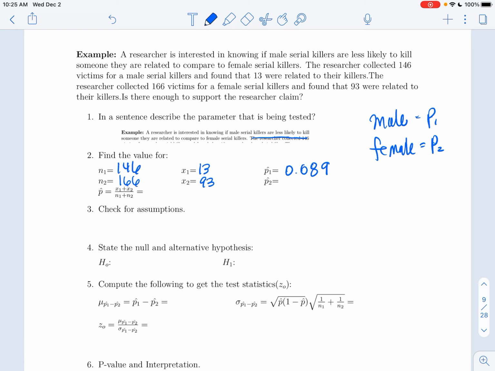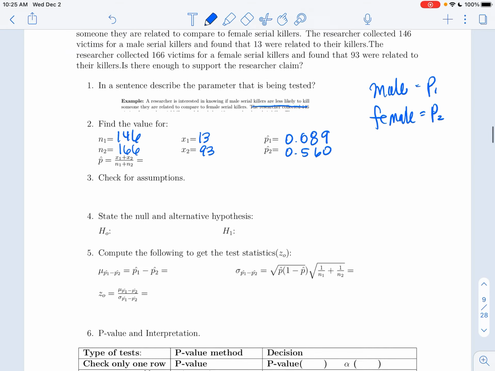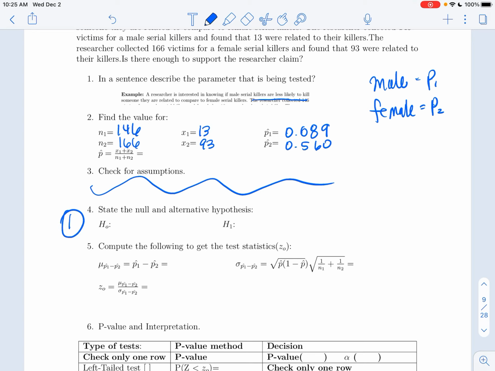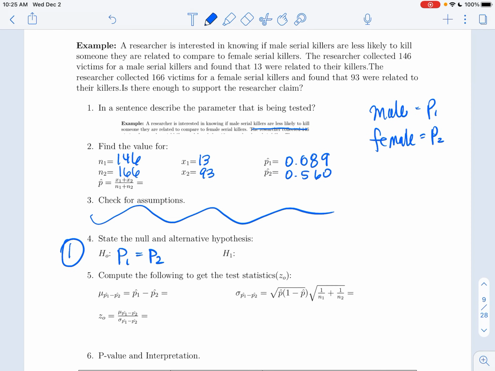0.089, and then 93 divided by 166, 0.560. Okay, step 1: P1 equals P2. The alternative, it says, if male serial killers are less likely to kill someone they're related to compared to the female. So the probability of 1 is less than the probability of 2.